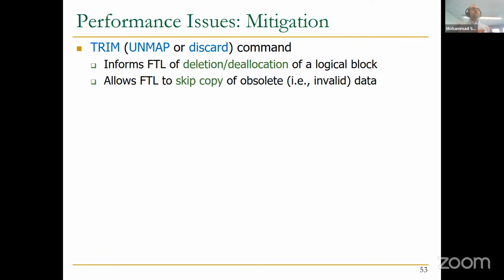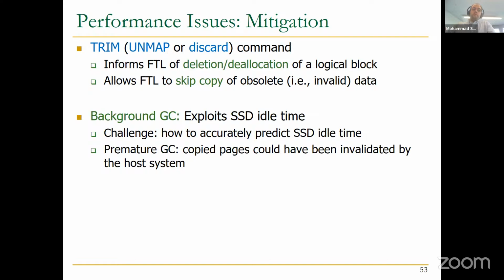But for an SSD, it actually makes a lot of difference, because if the file system does not inform the SSD about the deletion or deallocation of that logical block, the SSD would consider those pages as valid pages, and we're going to keep copying these valid pages through the SSD to make sure that they stay there. But using trim, the file system can inform the SSD about their deletion, and that allows the FTL to skip copying obsolete data. So the SSD can consider these pages as invalid pages, which can give a lot of good performance.